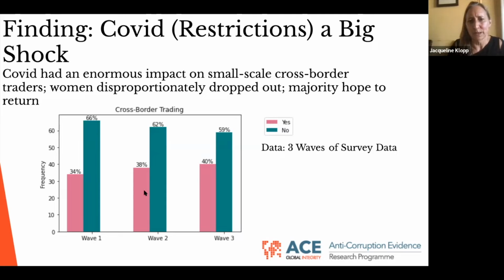So this was one thing that was very clear. There was a lot of hardship, and there wasn't really a strategy for dealing with this because I don't think the government thought about the implications of this policy on this group of people. And the majority of traders said they were absolutely going to return, and they're going to need some help.